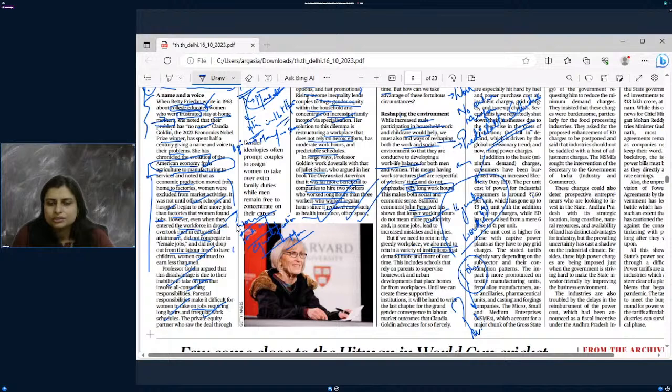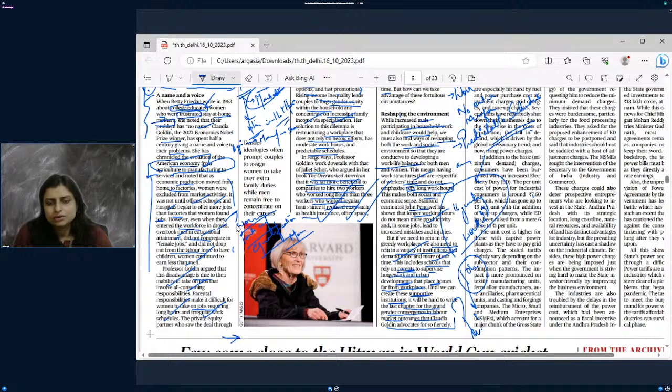But if we need to rein in the greedy workplace, we also need to rein in a variety of institutions that demand more and more of our time. This includes schools that rely on parents to supervise homework and urban development that places homes far from workplaces. Until we can create these supportive institutions, it will be hard to write the last chapter for the grand gender convergence in labor market outcomes that Claudia Goldin advocates for so fiercely.